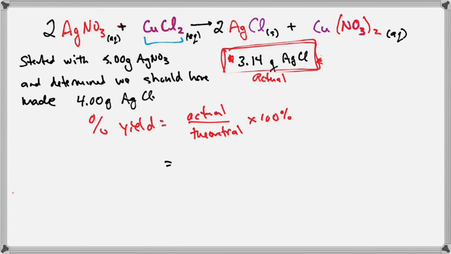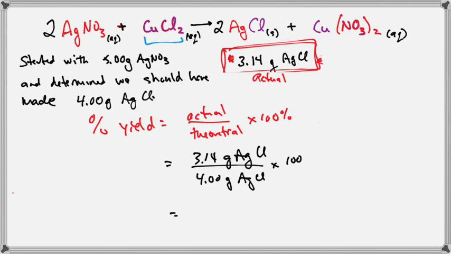What was the actual? 3.14 grams of silver chloride. What's the theoretical? 4.0 grams of our silver chloride. Multiply by 100. And done. More or less 75% yield.